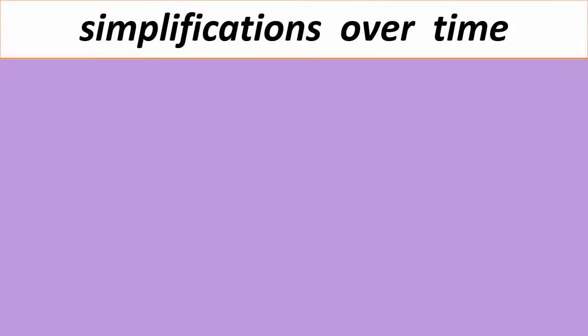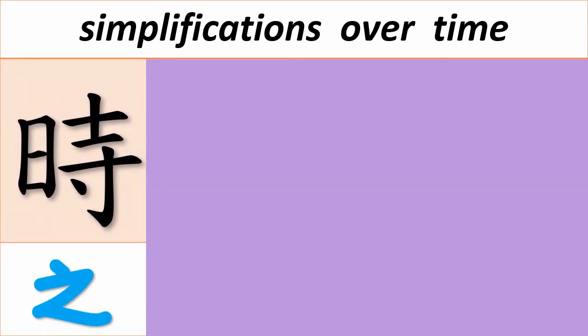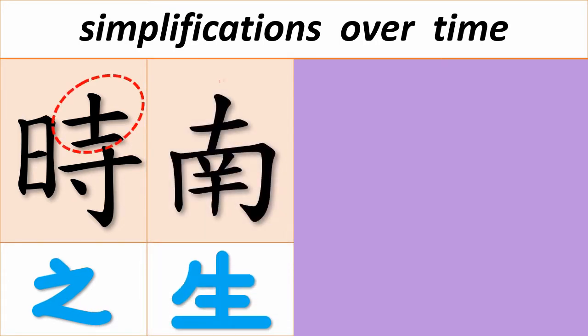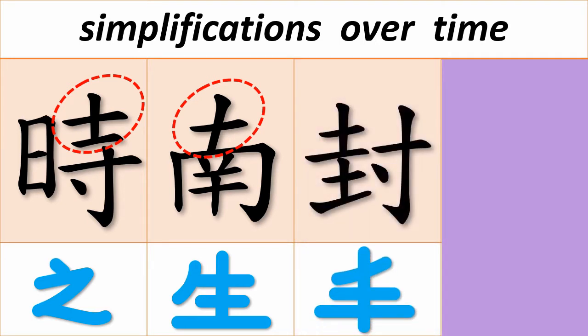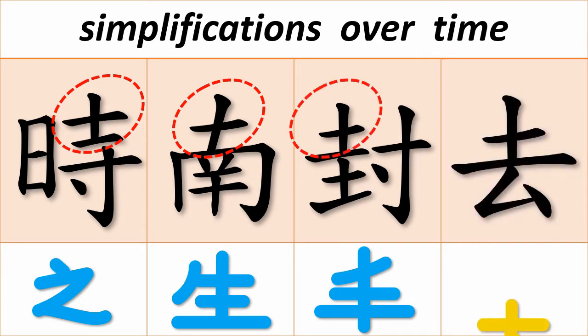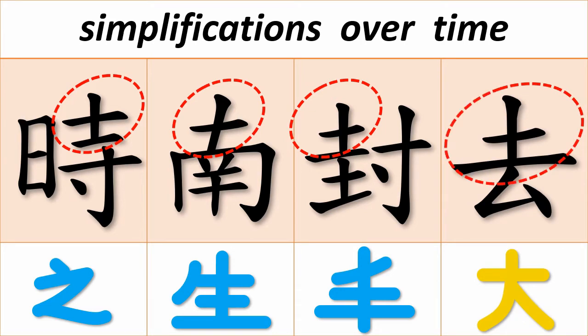This next slide shows some of the simplifications that characters have undergone down through the centuries. Shi is composed of zhi, meaning to move forward in time. Nan contains the character sheng, meaning to produce, in this case, produce sound. Feng has the flourishing plant, feng as its phonetic, replacing the original tree. Chu is made up of a man with outstretched arms, da, leaving his cave.